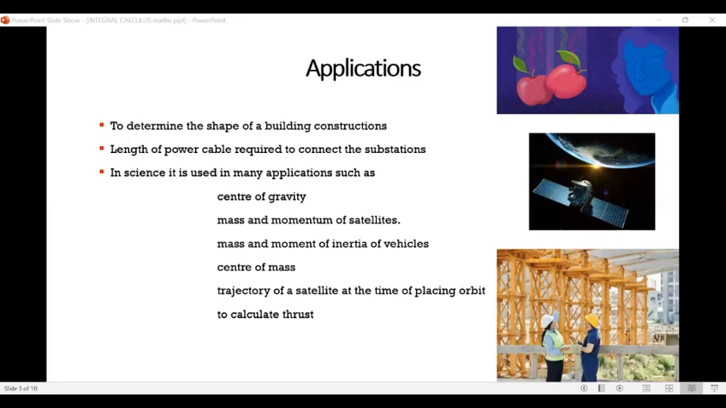Third is the mass and moment of inertia of a vehicle. Vehicles are also moving with some mass and momentum, and that is also calculated by integration. Next is the center of mass, and the trajectory of a satellite at the time of placing it in orbit. As I said, this is one of the basic needs of integration in science. Then lastly, it is used to calculate the thrust of anything.